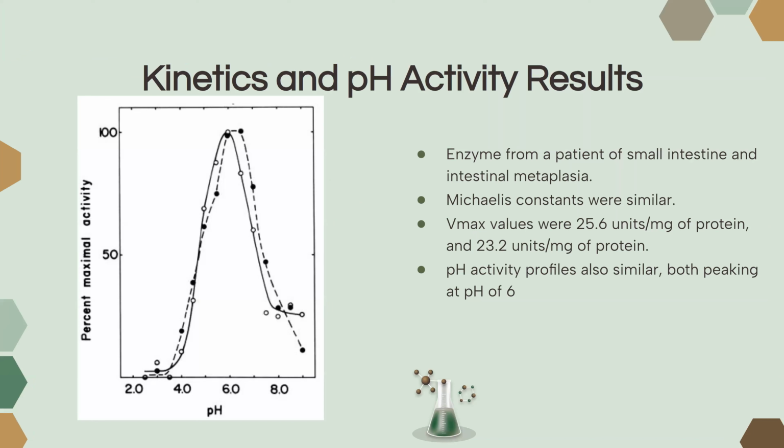So, let's take a look at the measurements from kinetics and pH activity measurement. With sucrose as the substrate, the Michaelis constants from the purified enzymes from the small intestine and an area of intestinal metaplasia were similar. Their Vmax values were also similar, being 25.6 units per milligram of protein and 23.2 units per milligram of protein, respectively. The pH activity profiles of the 2 enzymes were also essentially the same, both peaking at a pH of 6. Despite the absence of blood group activity, as we mentioned earlier, those 3 intestinal metaplasia preparations exhibited similar enzymatic properties to sucrase from the small intestine.